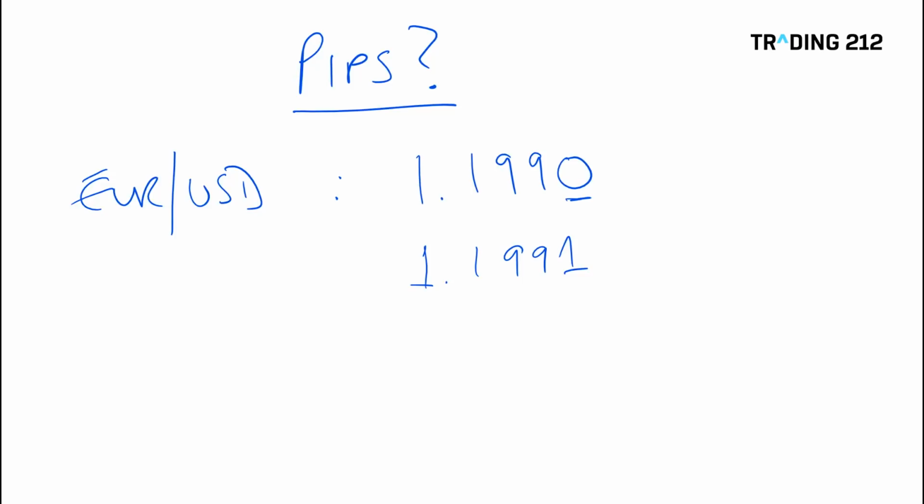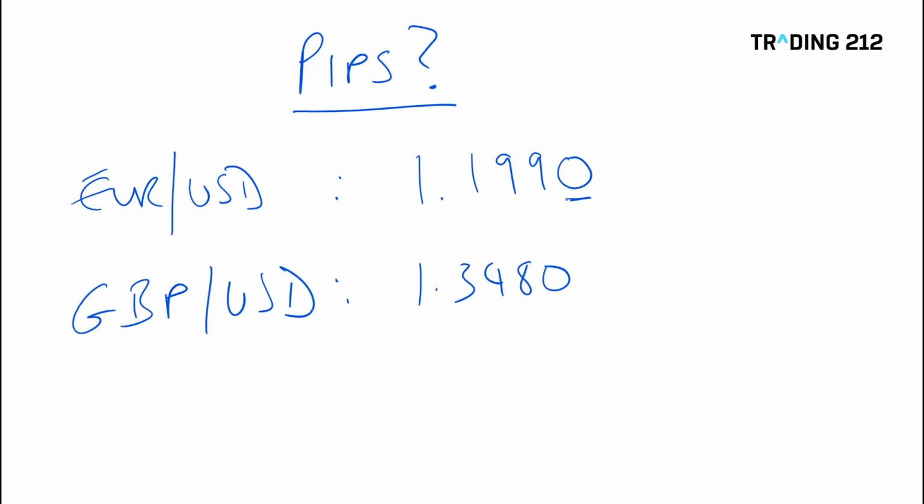Let's take a look at pound US dollar. So at the time of recording, the pound against the dollar was trading at 1.3480. So again, it's quoted to 4 decimal places, and it's this last one here is the important one. So even if your broker has got another number on the end, it's the 4 decimal places that we're after. So it's the movement here that's the important one.